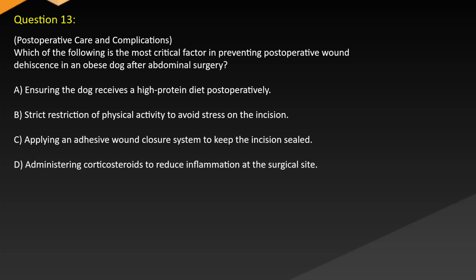Postoperative care and complications. Which of the following is the most critical factor in preventing postoperative wound dehiscence in an obese dog after abdominal surgery? A. Ensuring the dog receives a high-protein diet postoperatively. B. Strict restriction of physical activity to avoid stress on the incision. C. Applying an adhesive wound closure system to keep the incision sealed. D. Administering corticosteroids to reduce inflammation at the surgical site.